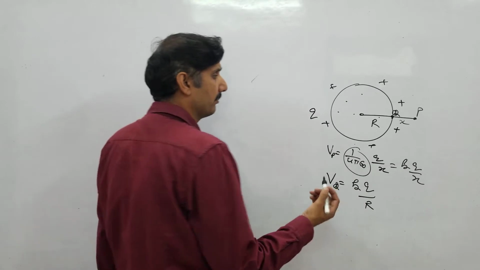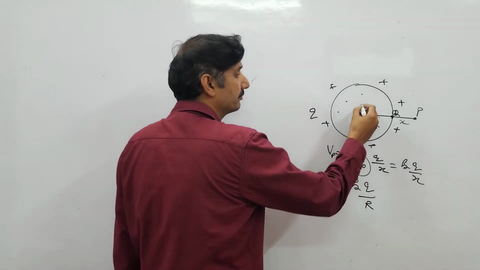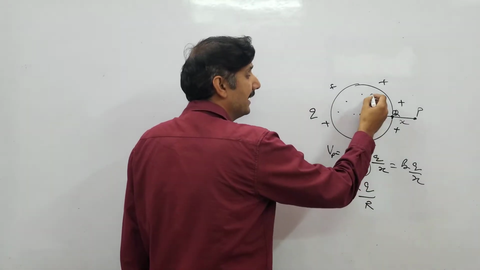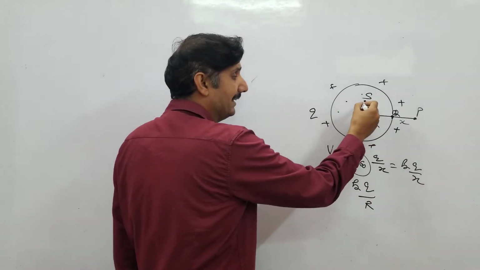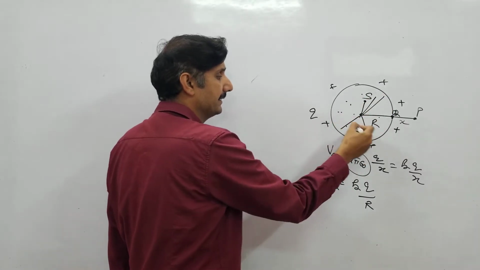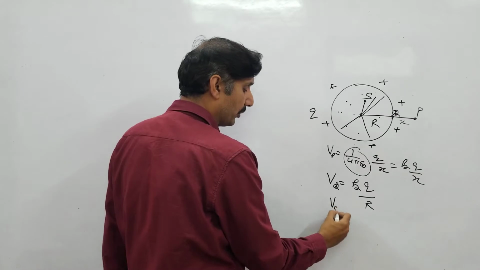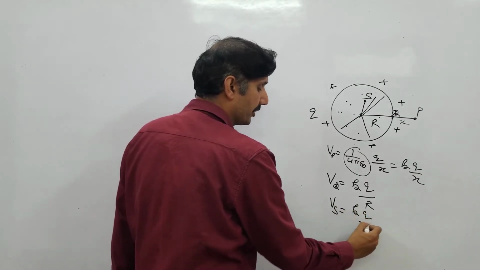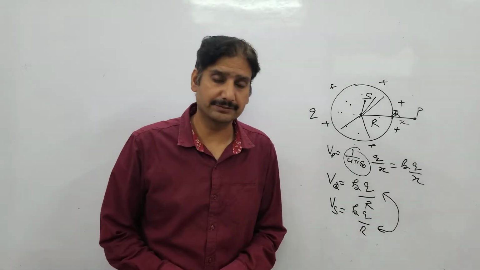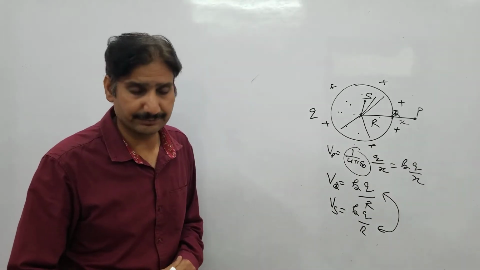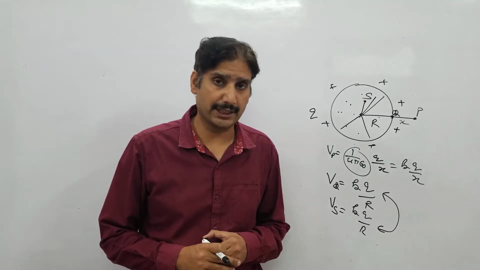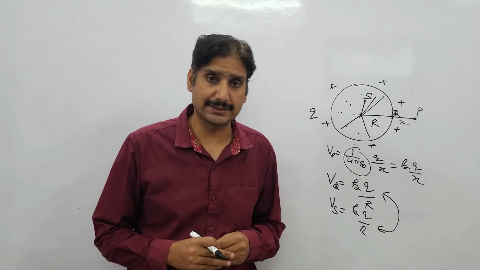And what about any point inside? Let's call that point S. S may be here, or anywhere else inside this shell. At all points, the potential would be the same as it was on the surface of the shell. This we have already done. Now, think of a problem when instead of one shell, we have got multiple shells.